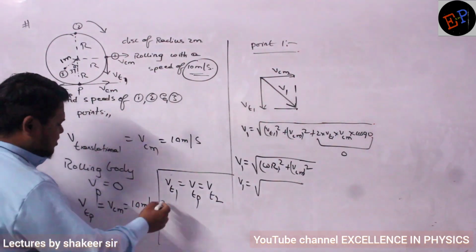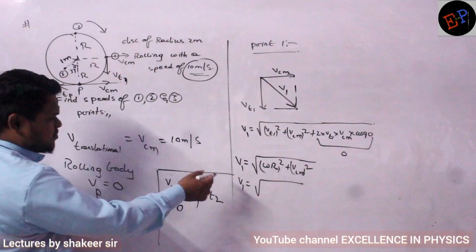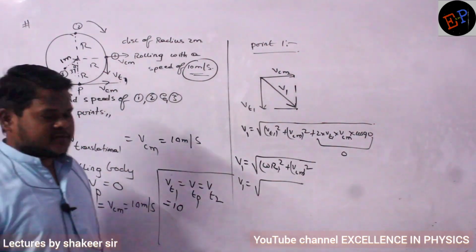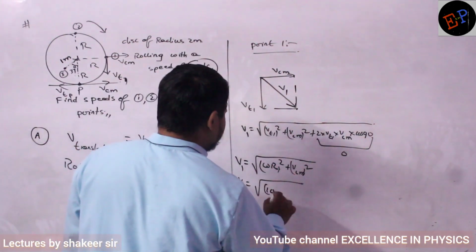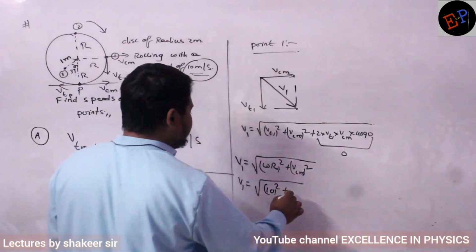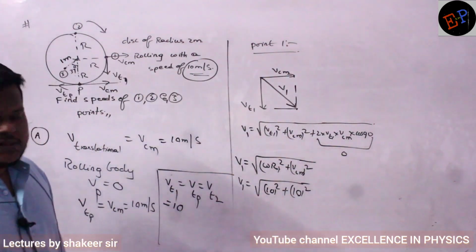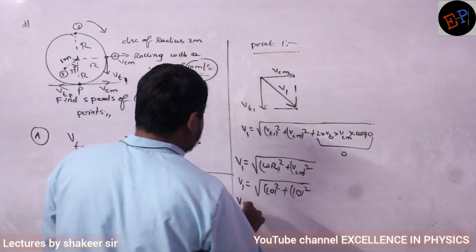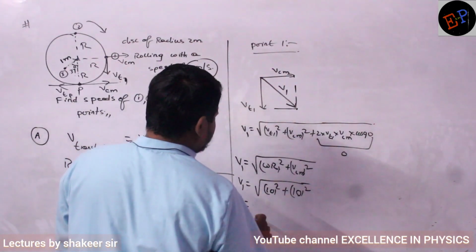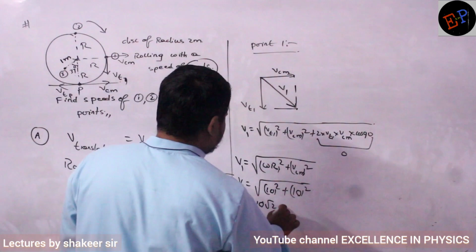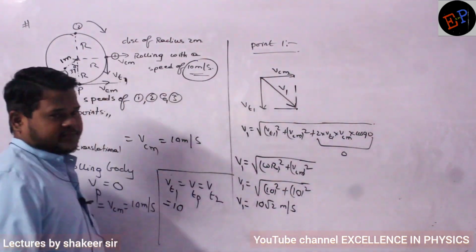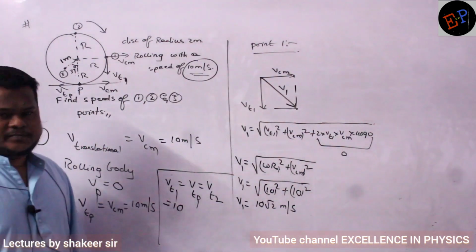So how much is it? It is equal to 10. So substitute 10 there, directly I can substitute. So 10 square plus velocity of center of mass is already given, it is also 10 square. Clear? So therefore velocity of point number 1 is how much? It is 10 root 2 meters per second. That is my answer. Okay.